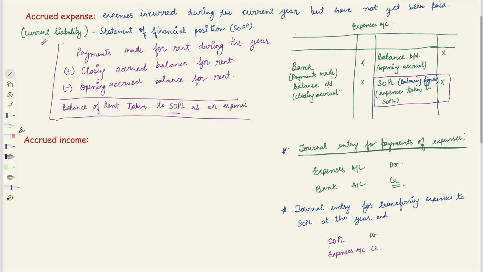Let's make a note of it as well. Closing accrued expenses will be shown as current liability in statement of financial position. Okay, let's erase it.